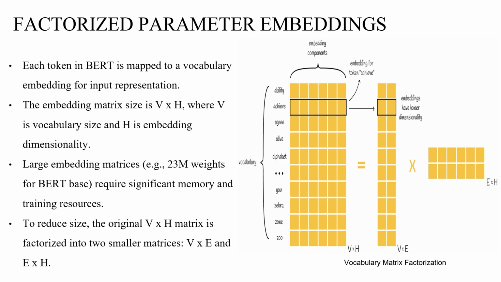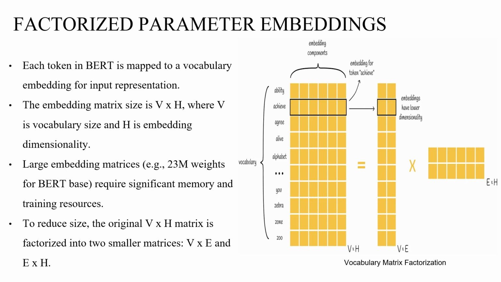Coming on to factorized parameter embeddings. The problem with BERT was that each token in the input sequence is mapped to a vocabulary embedding, which created a large V cross H matrix, where V is the vocabulary size, which is 30,000 for BERT base, and H is the embedding dimension, which was 768 for BERT base. This results in a large embedding matrix, which had around 23 million parameters for BERT base, and required substantially more memory and computational resources.